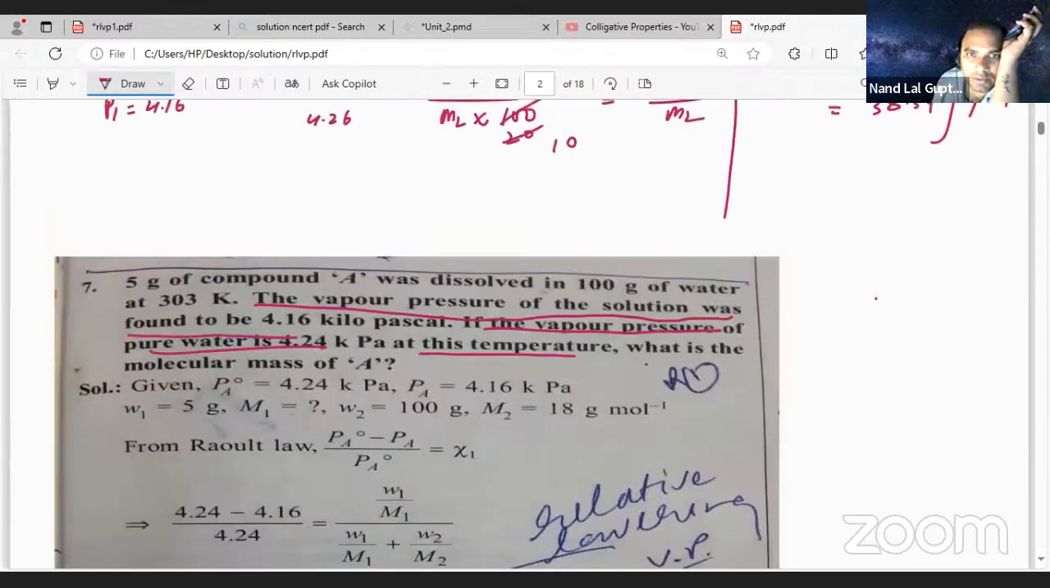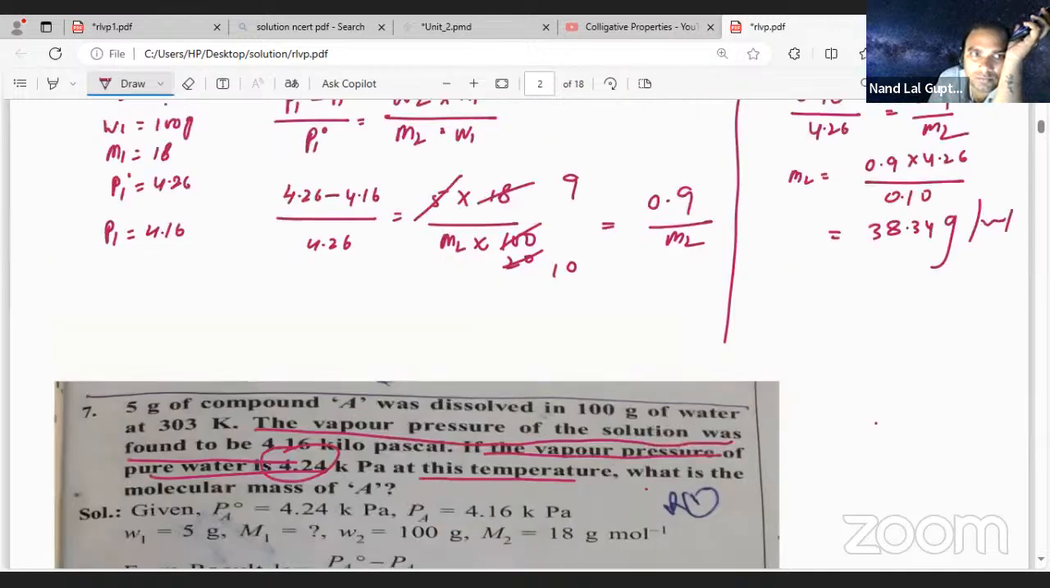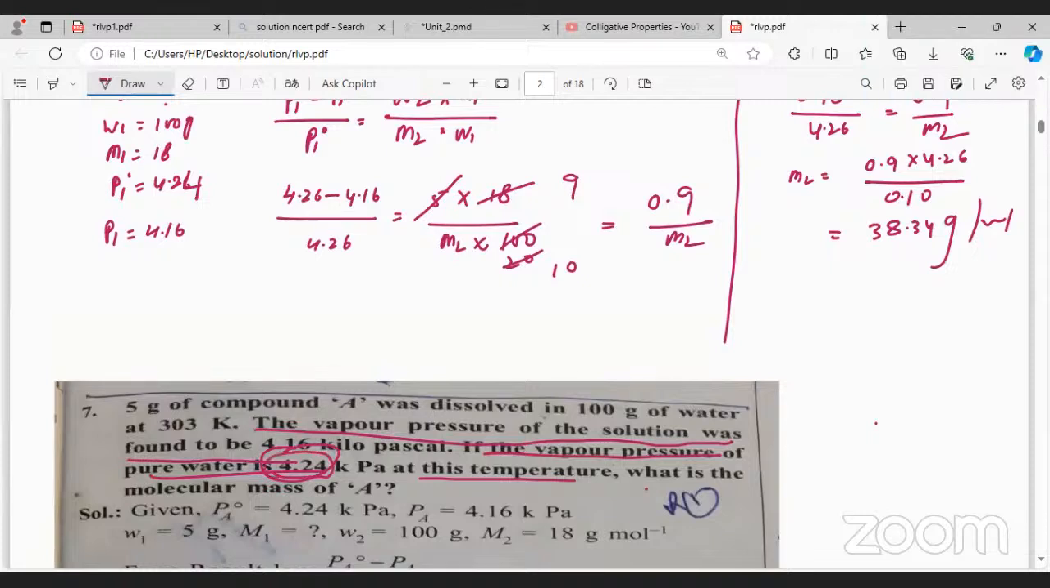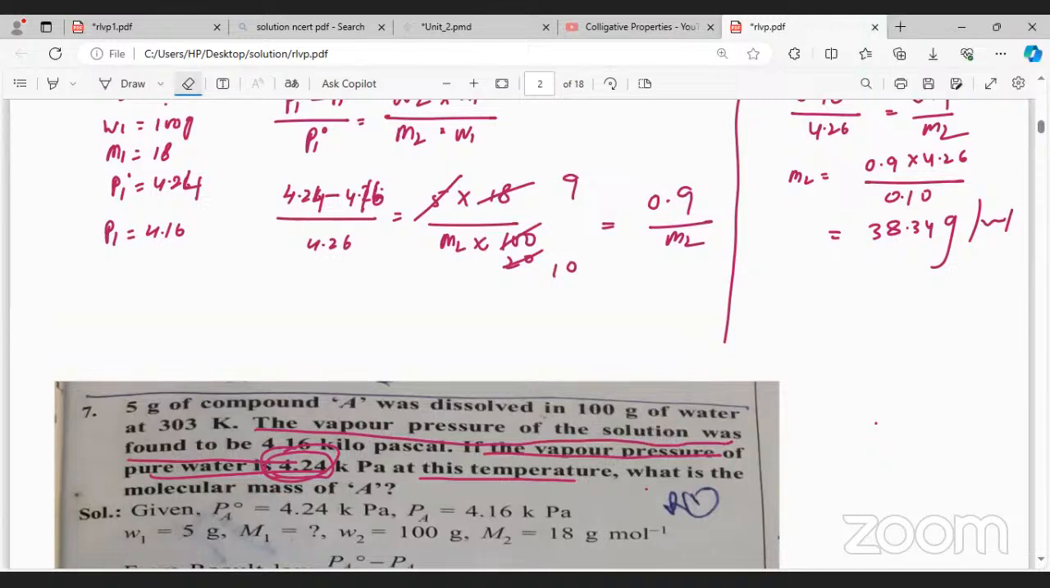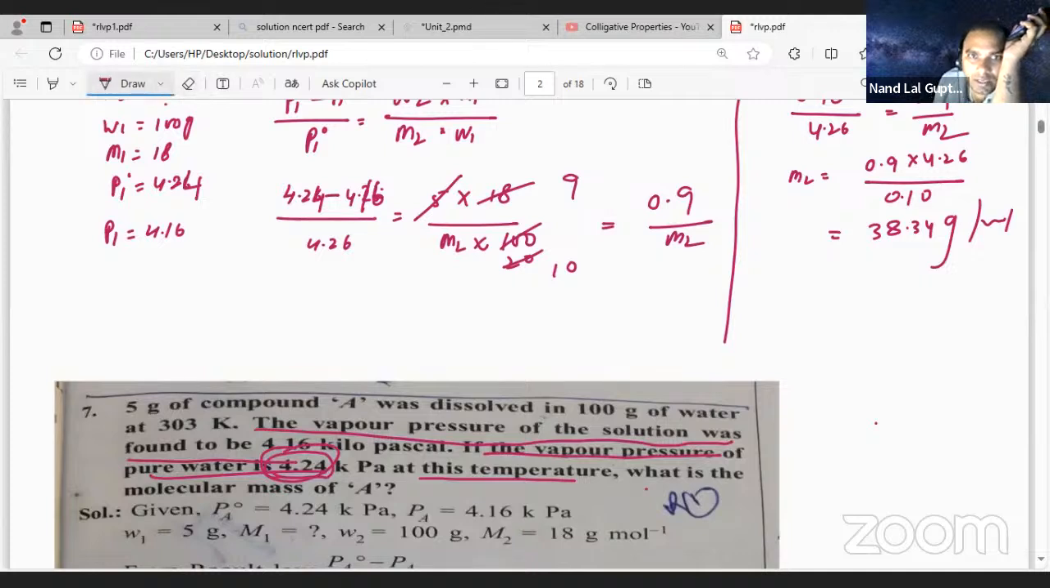8 gram of compound A was dissolved in 100 gram water. The vapor pressure of the solution was found to be 4.16 kilo. Vapor pressure of pure water is 4.24. 4.24 minus 4.16. So, a little bit of error I did here. This part is correct; only here I made a mistake.